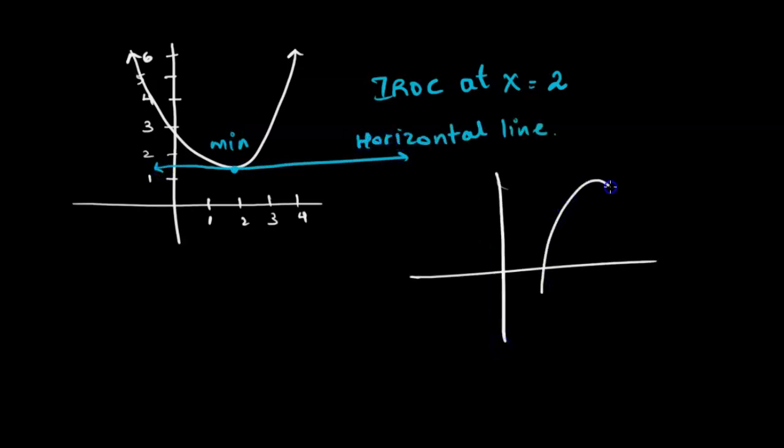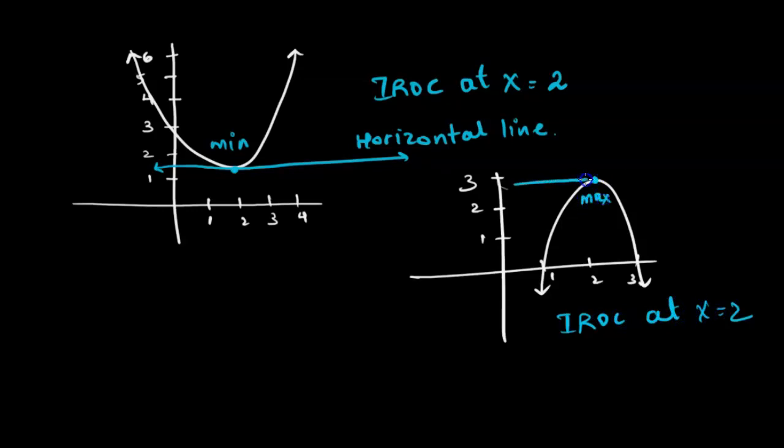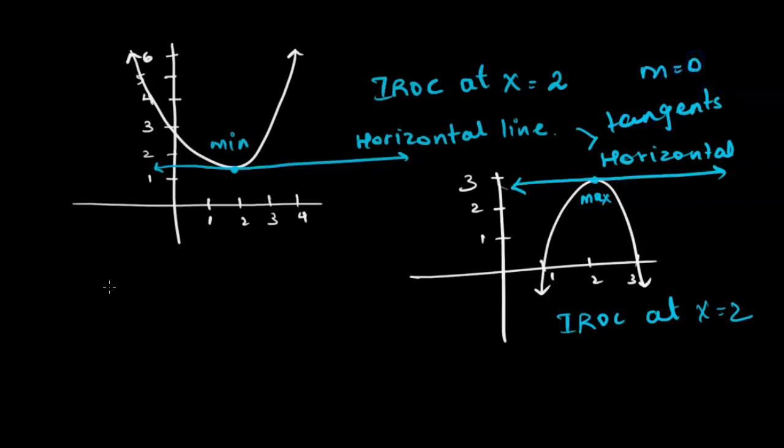Similarly, if we had a graph that has a maxima, and let's say the maxima lies at 2 again, and we are supposed to find out IROC at x equal to 2 in this case as well. We know this is a maxima point. When we make a tangent passing through this point, it will again be a horizontal line. So when the tangents are horizontal lines, we know the slope of a horizontal line is equal to 0. Therefore, we can conclude that at a max or min point, slope is 0.